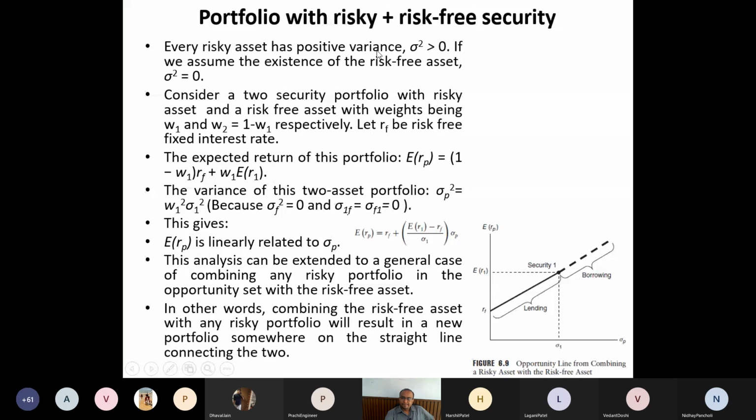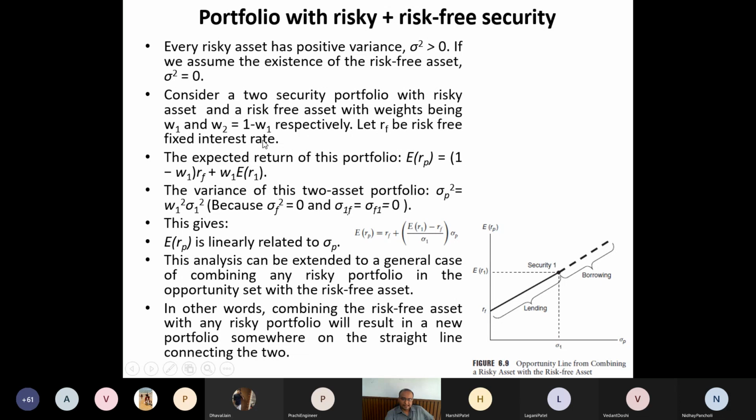Now we know that if we have two securities, again we have two weights. Let us take W1 and W2, the weights assigned to the risky security and the risk free security, and we know the total weight is equal to 1. So W2 is equal to 1 minus W1. And let RF be the risk free interest rate.